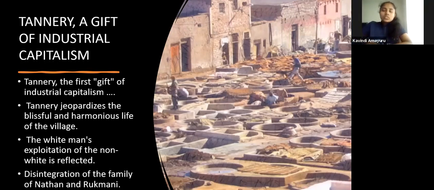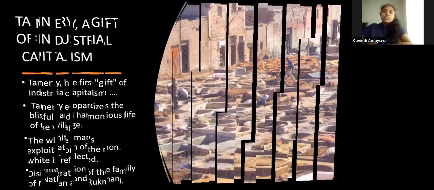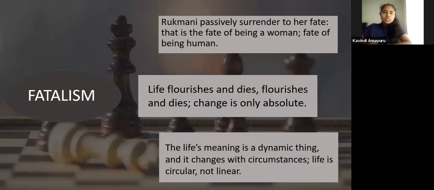Guys, I'm going to introduce fatalism. Indian culture is basically rooted in spirituality and an unshakable faith in divine justice. Rukmani passively surrendered to her fate. That's the fate of being a woman, the fate of being a human. Rukmani's three sisters were married to well-to-do families with a large dowry, but poor Rukmani married a poor Nathan without a shudder. She accepts her lot.